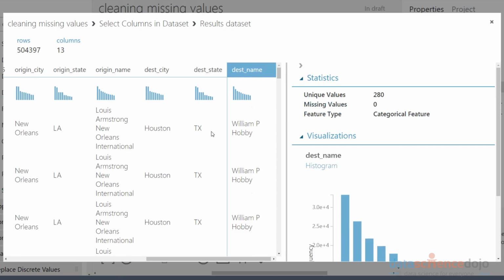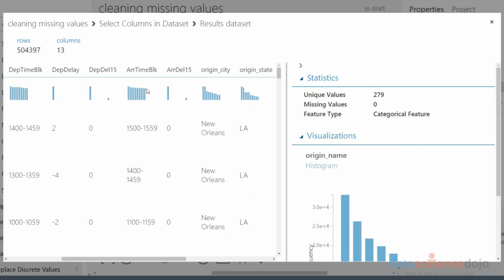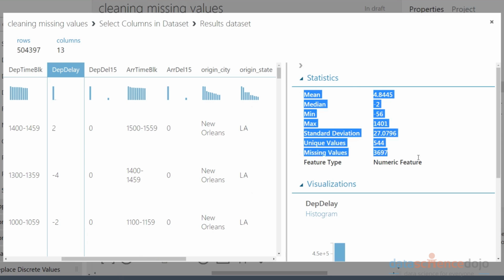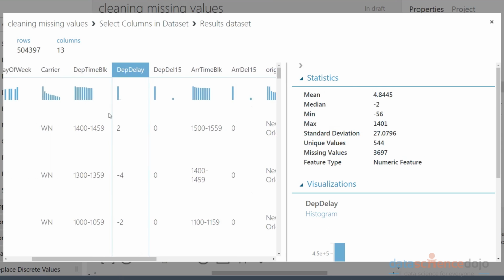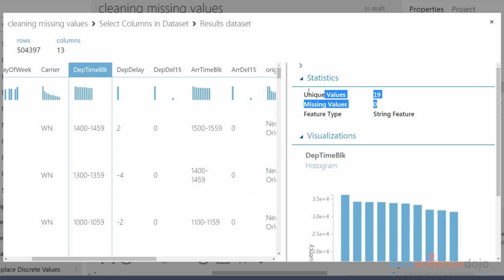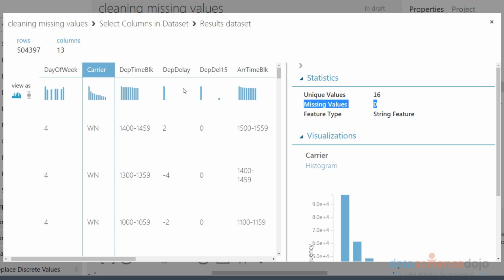If we look at these columns, you should have 13 columns just like me. If you click on any column, you'll see on the side a bunch of summary statistics. One of the values is missing values, which shows a summary of all the missing values in the dataset. If you click on, for example, departure time block, it is completely filled in. Every value is there. Same with this one right here.